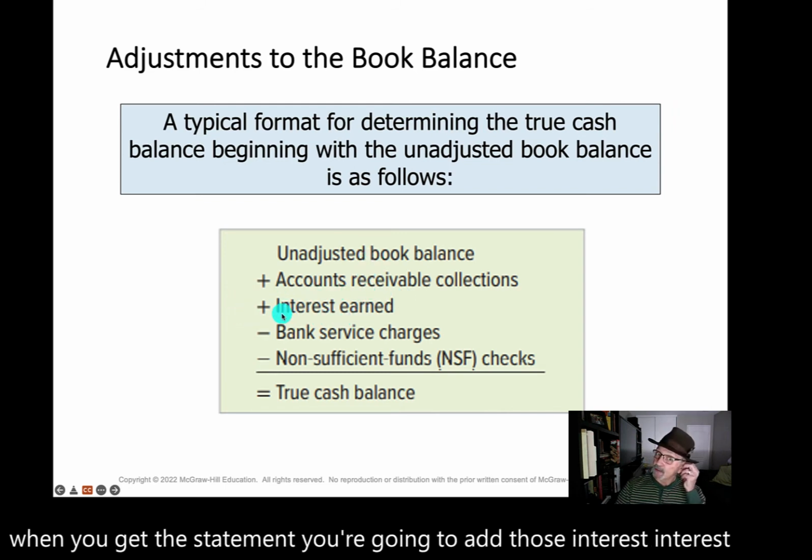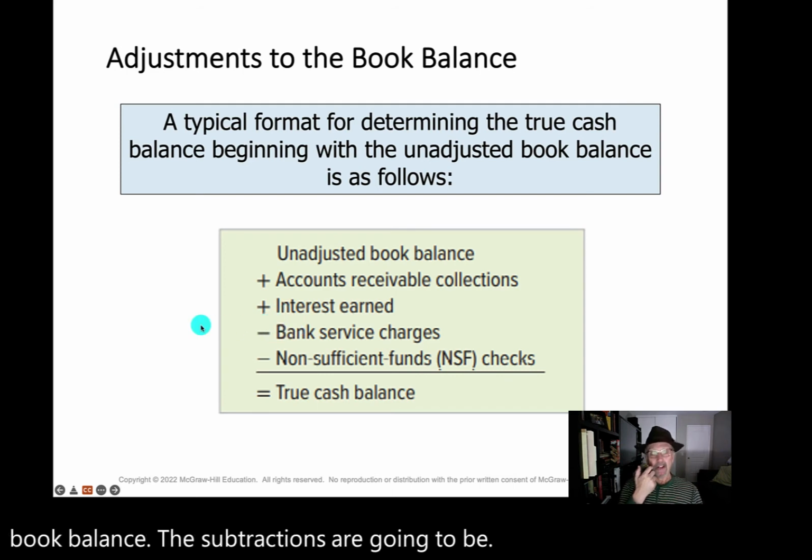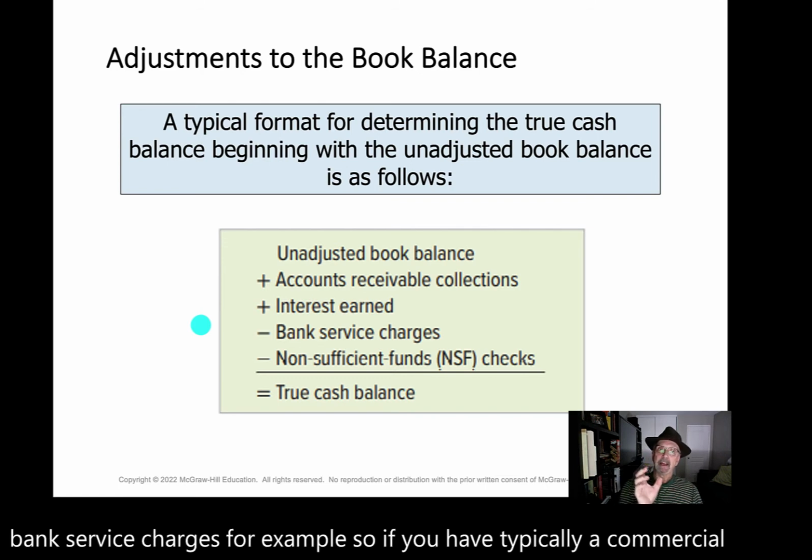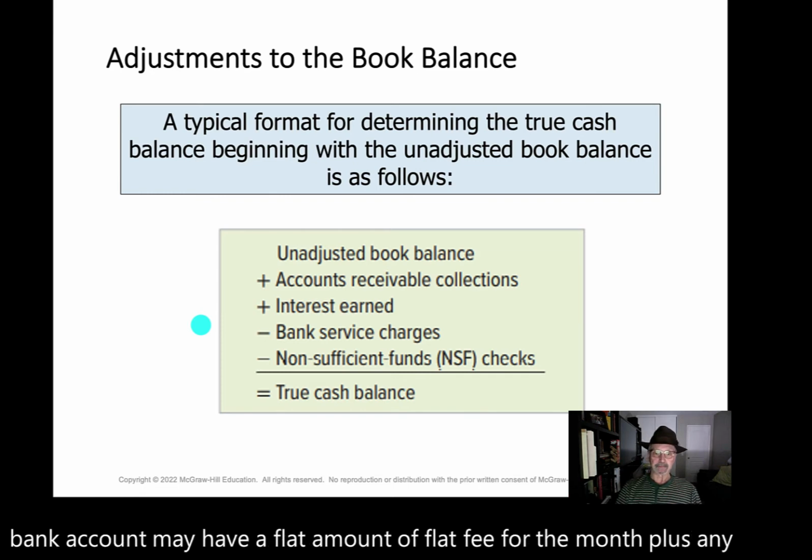Then any interest that's been earned is going to show up on the bank statement. The bank knows about it, but you're finding out when you get the statement, so you're going to add those interest amounts to the book balance. The subtractions are going to be bank service charges, for example. So if you have typically a commercial bank account, it may have a flat fee for the month, plus any checks that had to be processed.